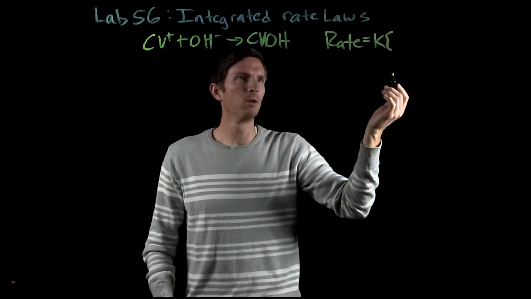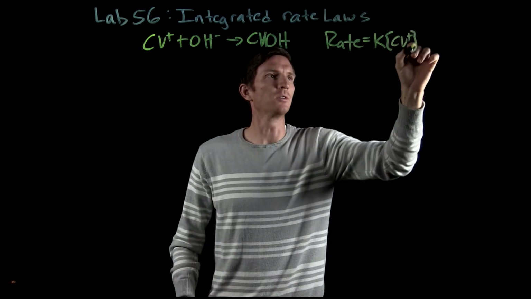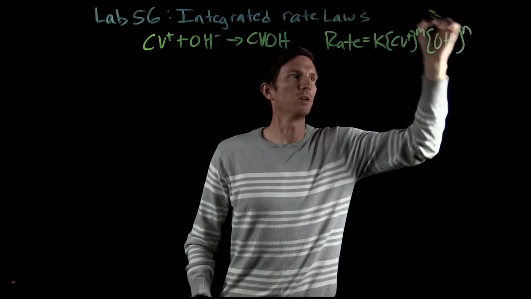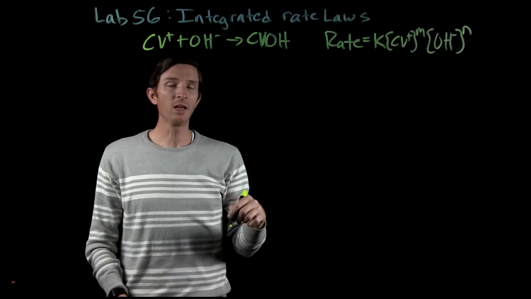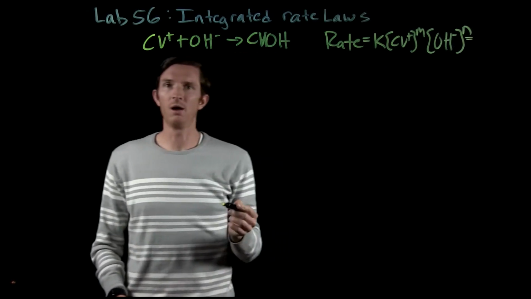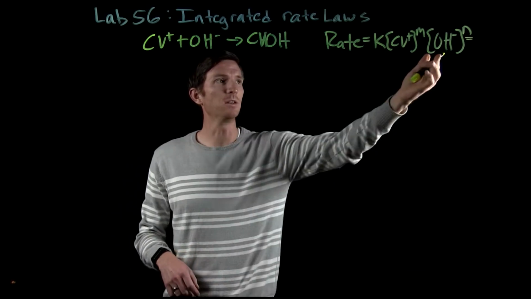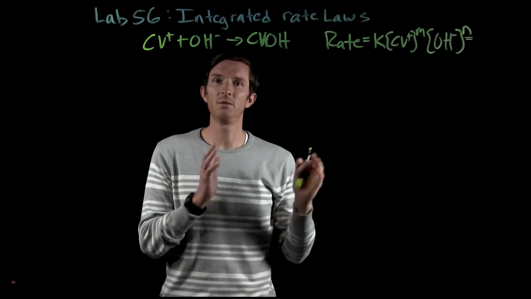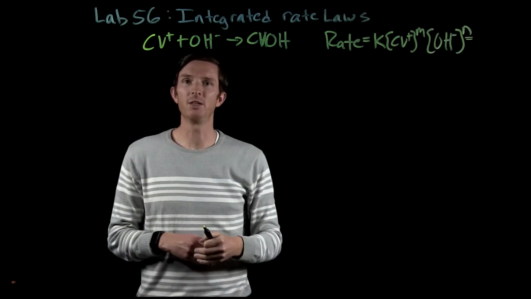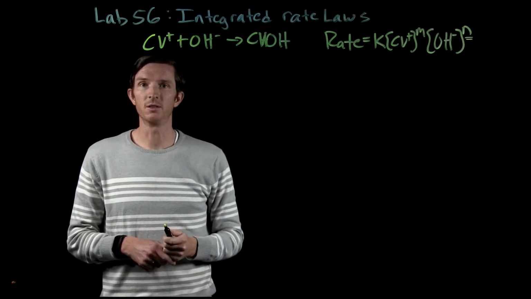Okay, so it's going to be rate equals k, our rate constant, times the crystal violet concentration raised to some power, times the hydroxide concentration raised to some power. In last week's lab, we identified what the order of hydroxide was. We did that by using the method of initial rates. We changed the concentration of our hydroxide, measured the rate, and looked at how that rate was affected by the change in concentration, all the while keeping our crystal violet concentration constant.